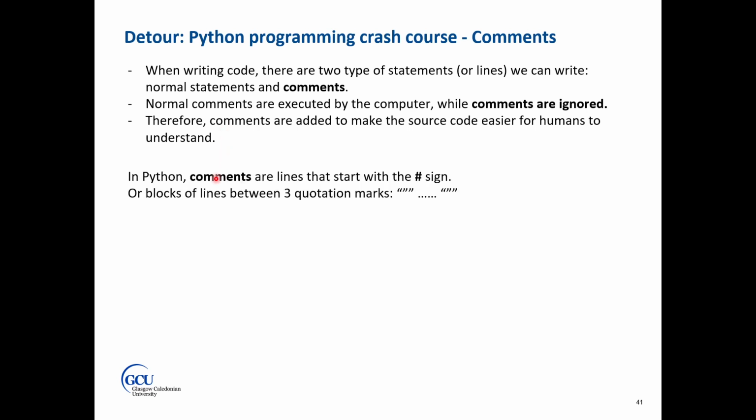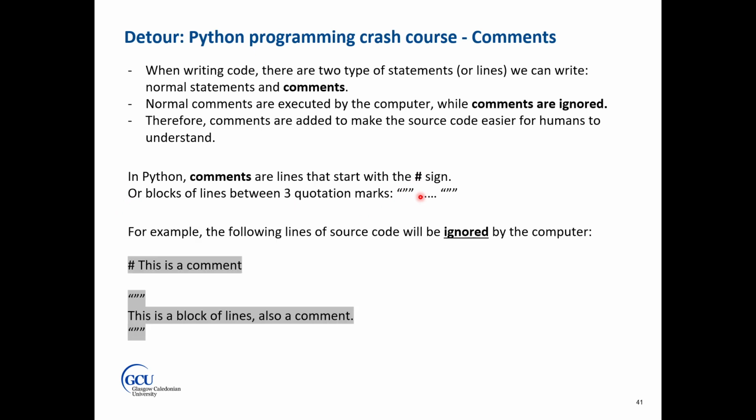In Python, comments are lines that start with the, I don't know what the name of this sign is, the cross sign. A single line starting with this sign is going to be a comment, and it's going to be ignored. Or blocks of lines that start with 3 quotation marks. I think in this example it's going to be easier to understand. For example, I have a line in my code which starts with this sign and says, this is a comment. This is going to be completely ignored. And then I can have 3 quotation marks and I can have blocks of lines.